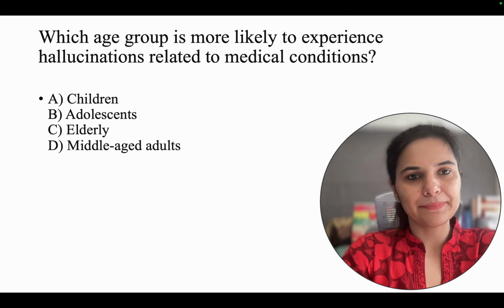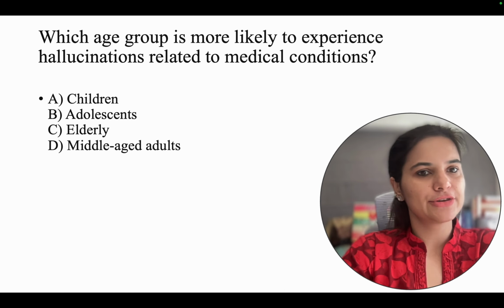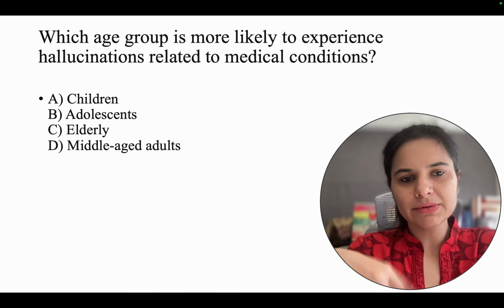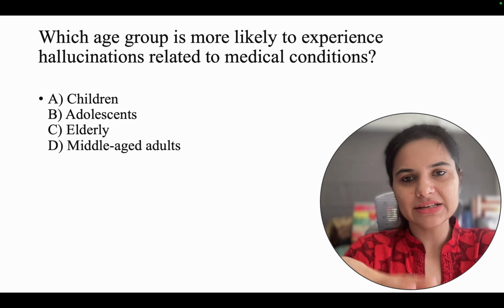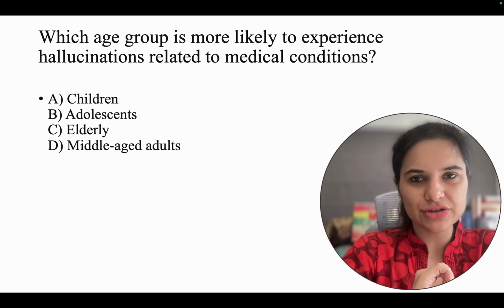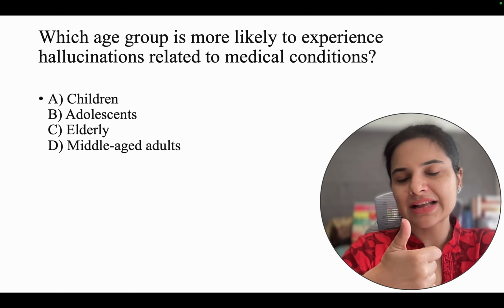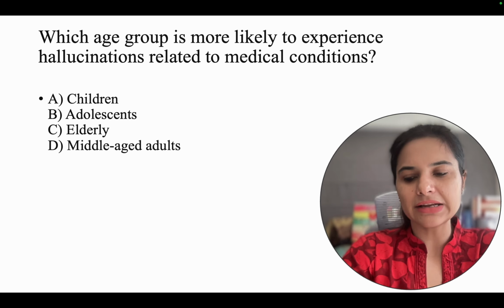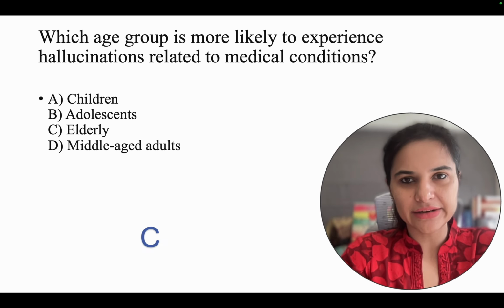The answer is C. Which age group is more likely to experience hallucinations related to medical conditions? Now, notice in all of the options, while yes, it can happen to any age group, the interesting thing is that some of the most common causes that I showed you in that chart were all age related, meaning things like stroke, things like dementia happen at a certain age. So the answer is elderly by default.